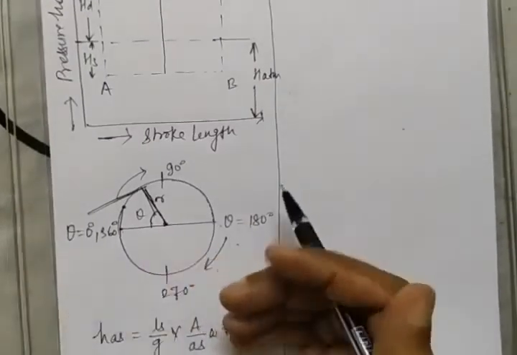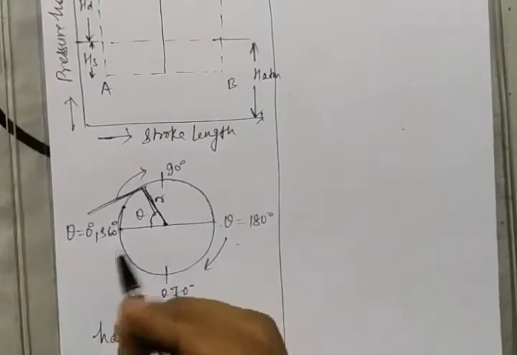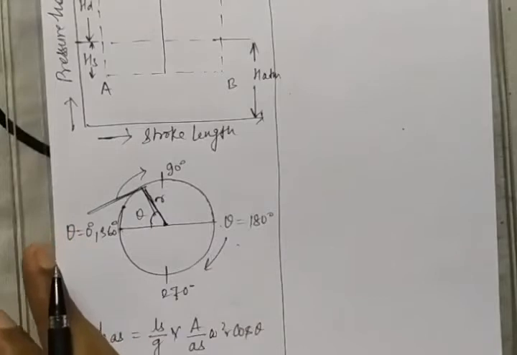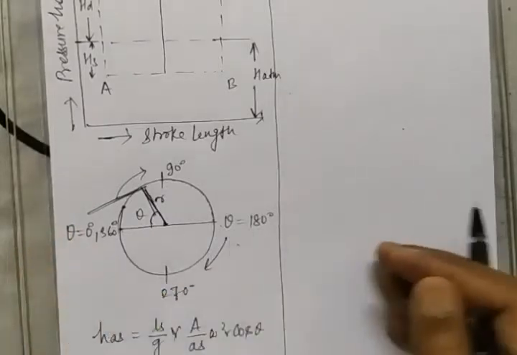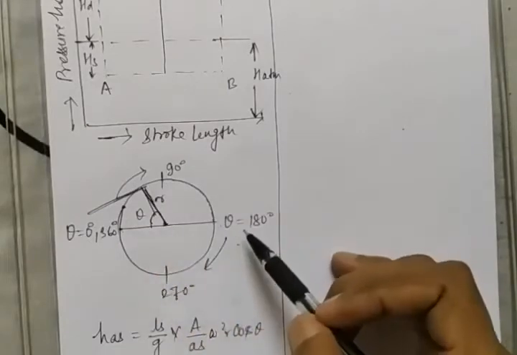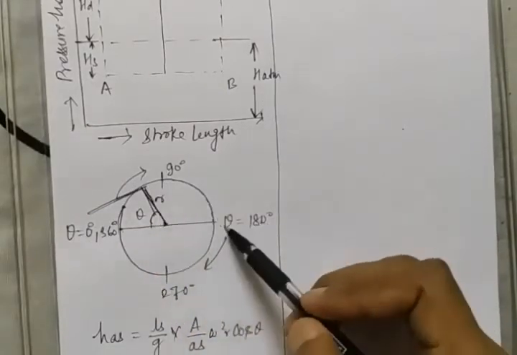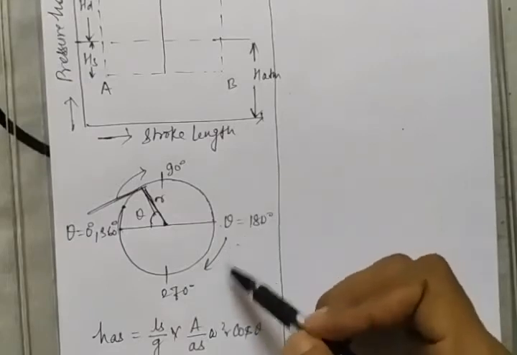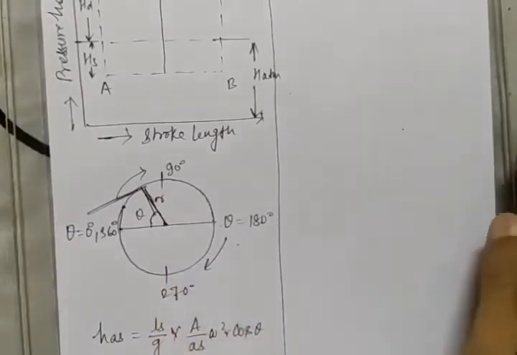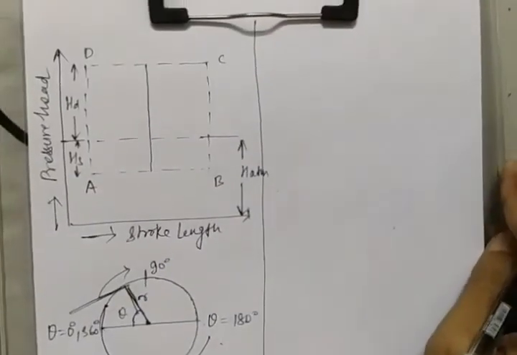So just remember it, because I am considering the piston at the left extreme end in the cylinder. So according to that, theta 0 degree to theta 180 degree will be the suction process, and theta 180 degree to 360 degree will be the delivery process. So guys, just see how it works.